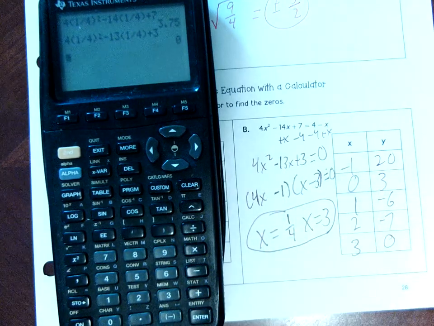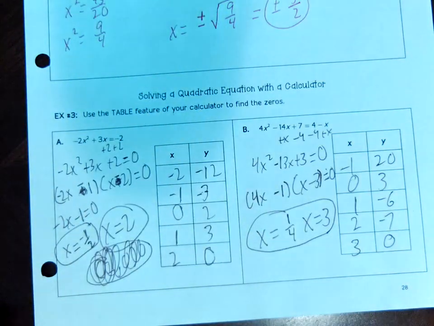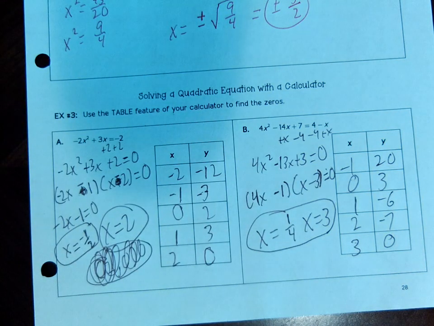So again, when you're working these through in the notes on the homework, you can use a calculator and you can plug them in and see if they actually make 0, if you're at all confused about your answer being correct. Alright, that was page 28.